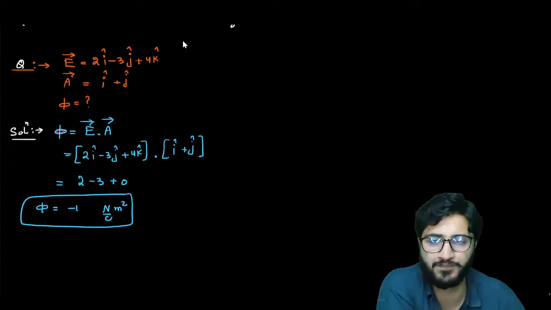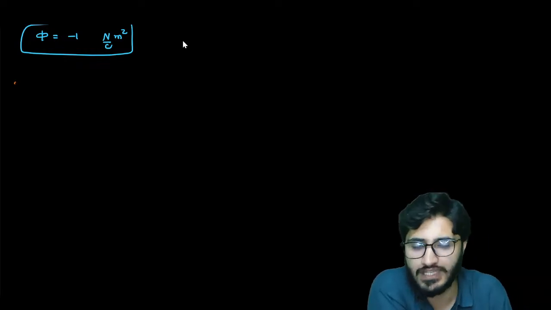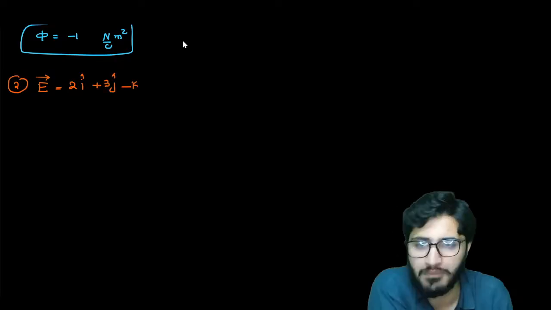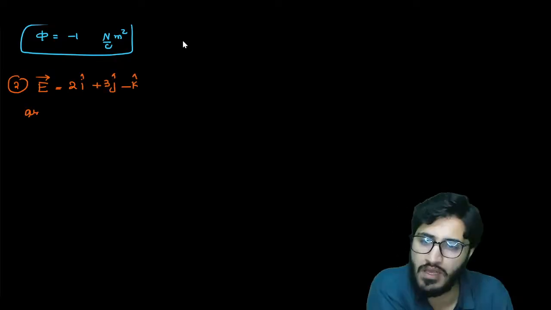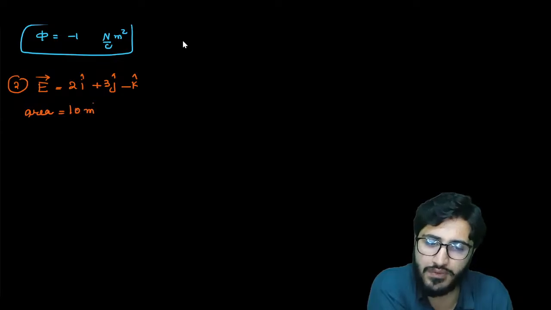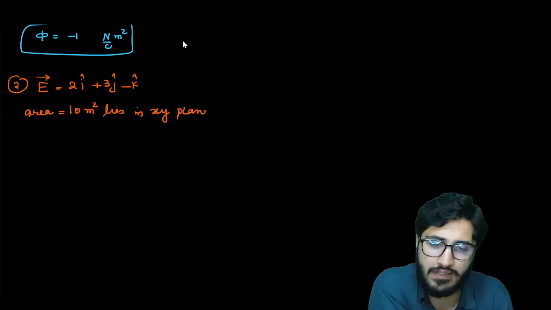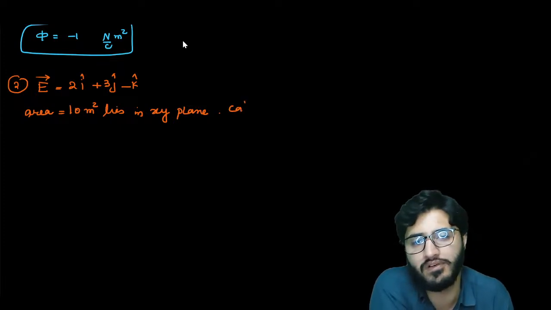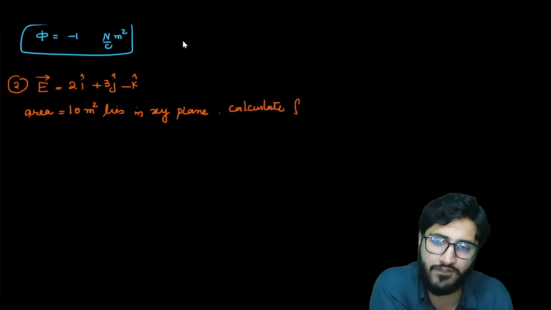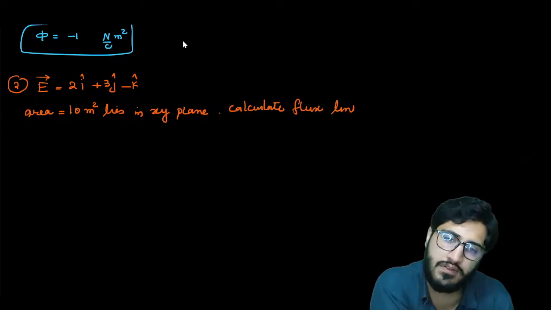Okay, one more numerical, a different style of numerical now. The second one is: if my electric field is simply 2i cap plus 3j cap minus k cap, and my area is given to me, that is 10 meter square, and it lies in the XY plane, then calculate the flux linked through the surface.